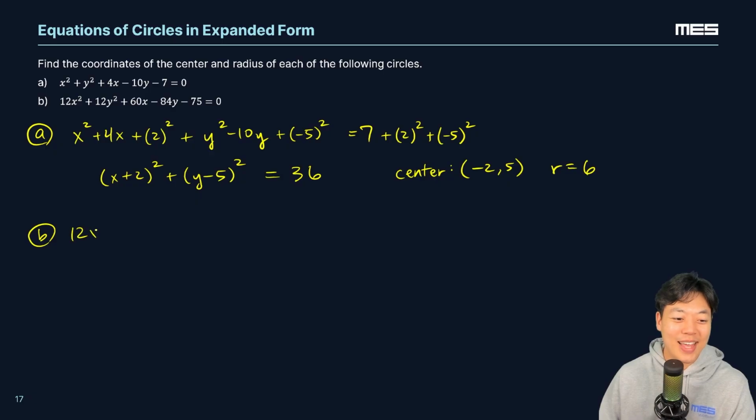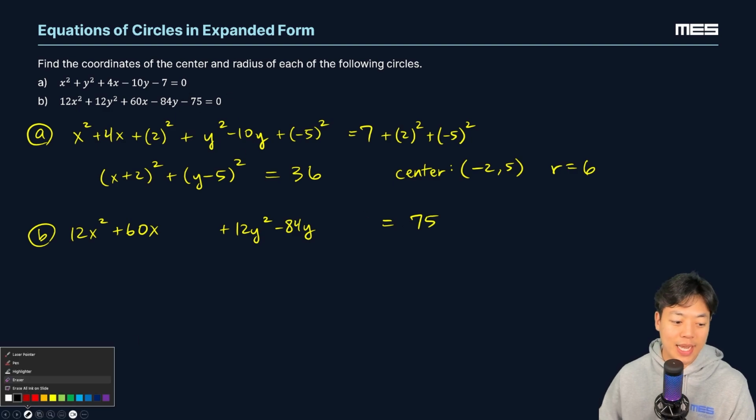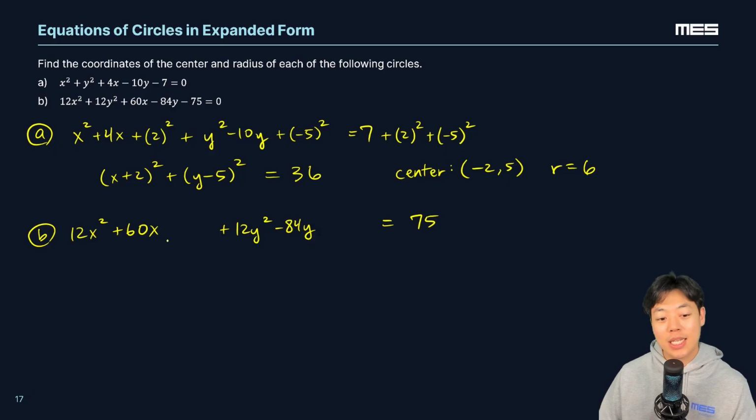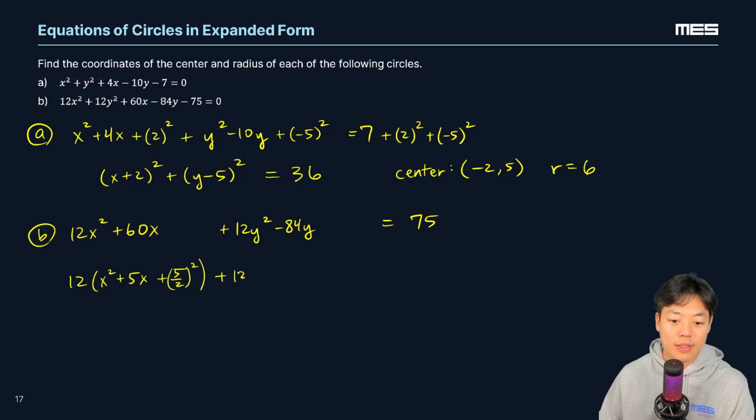Here we go. 12x squared plus 60x, and we have plus a 12y squared minus 84y, and we have -75 or +75 on the right since we've added this -75 to both sides. From this, the first thing we have to do is not take half, but factor out the leading coefficient. Factor out the leading coefficient to get 5x here, and then we'll add 5 halves squared, plus factor out a 12 here as well. This will be y squared minus 7y plus a -7 halves squared is equal to 75.